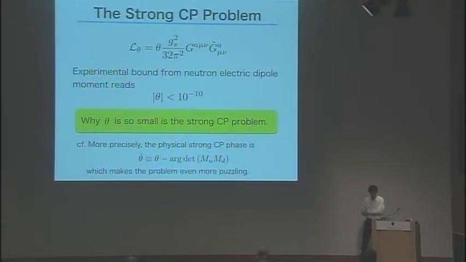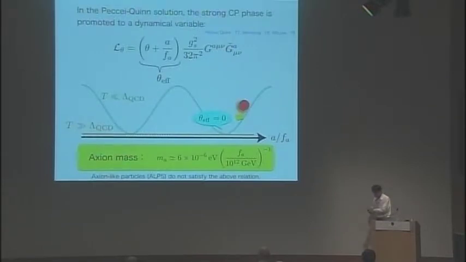And why it is so small is the strong CP problem. One possible solution is the Peccei-Quinn mechanism, which effectively replaces the constant theta parameter with a dynamical field, the axion, denoted by A. Fa is the axion decay constant. This axion makes the theta parameter dynamical, and the axion acquires a potential during the QCD phase transition due to the QCD instanton effects, and it is stabilized in such a way that it cancels the theta parameter, so that the effective theta parameter becomes 0. And that solves the strong CP problem.